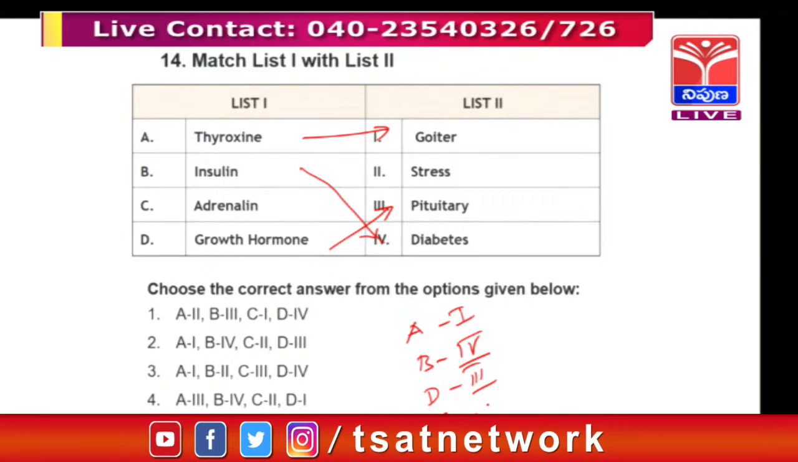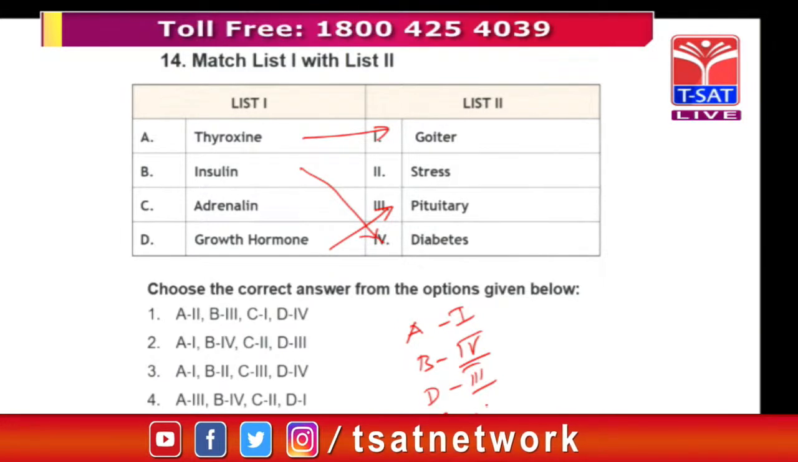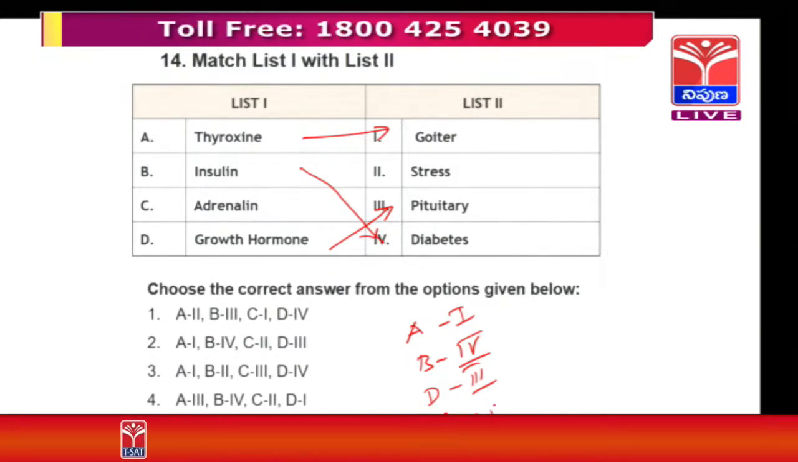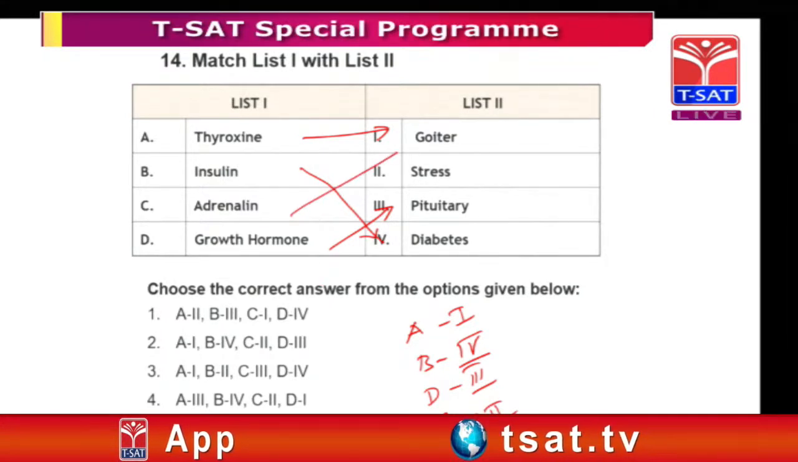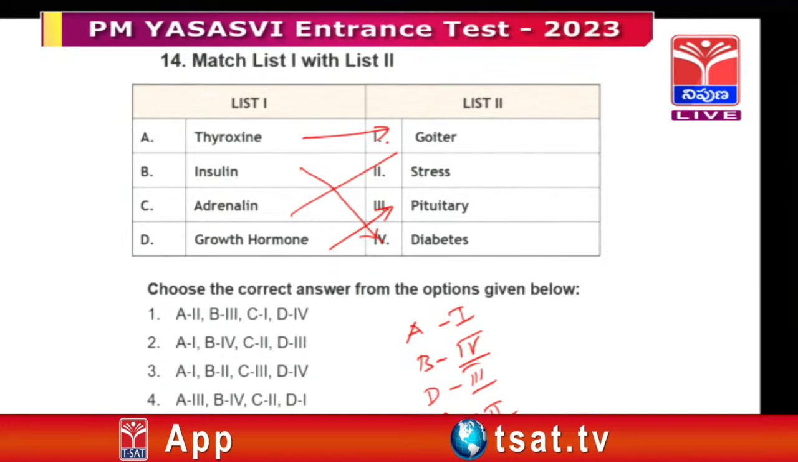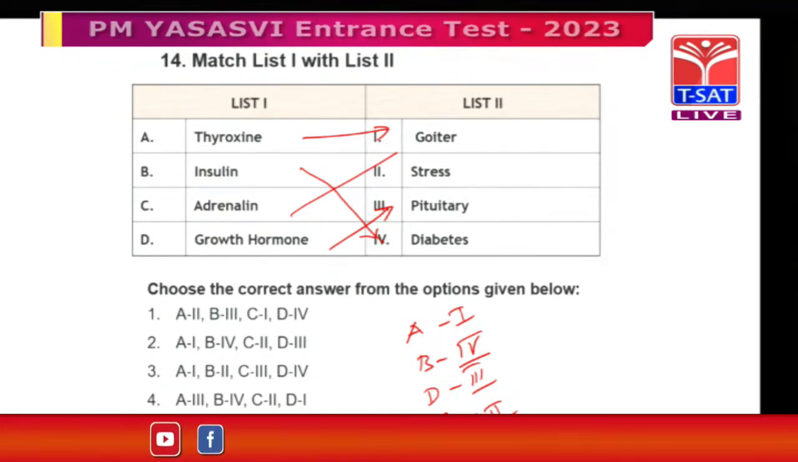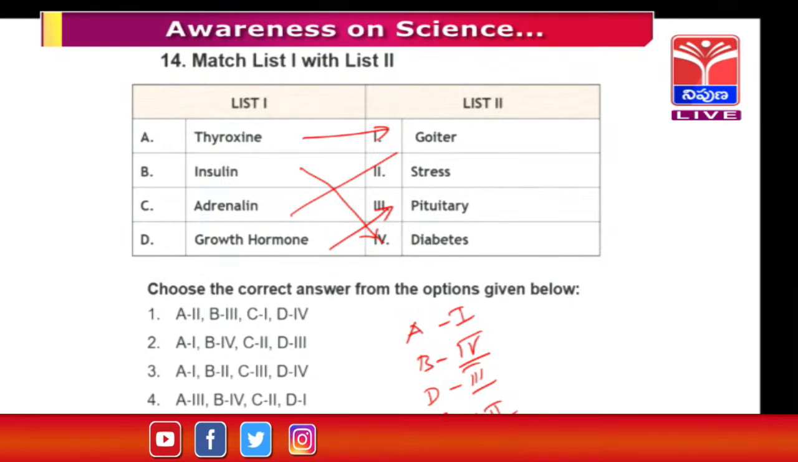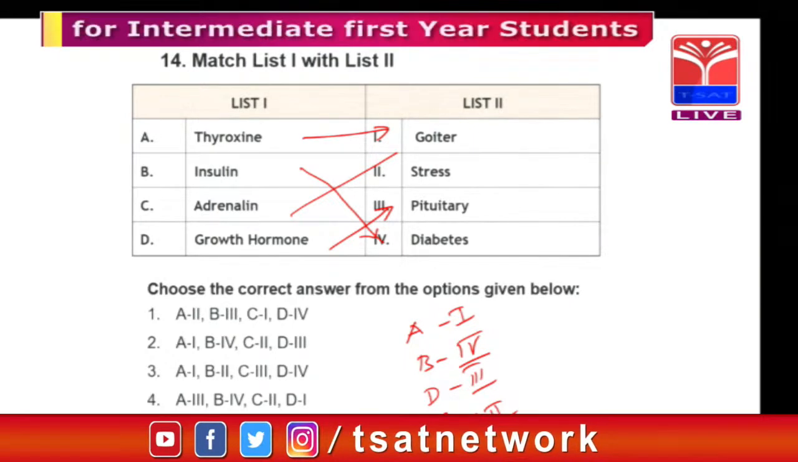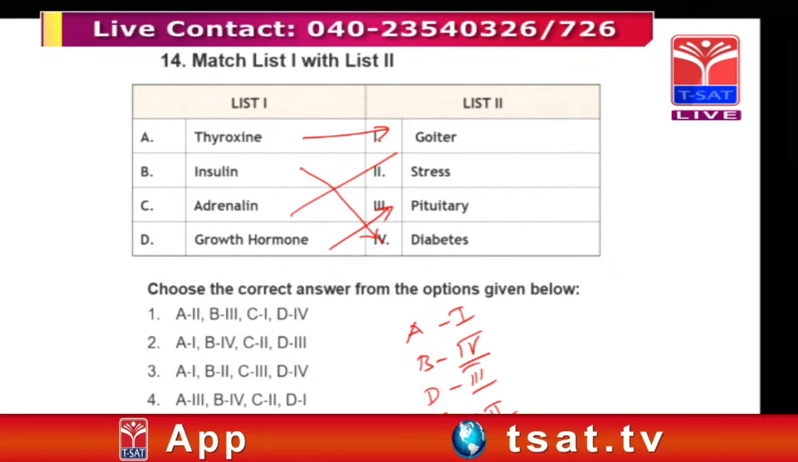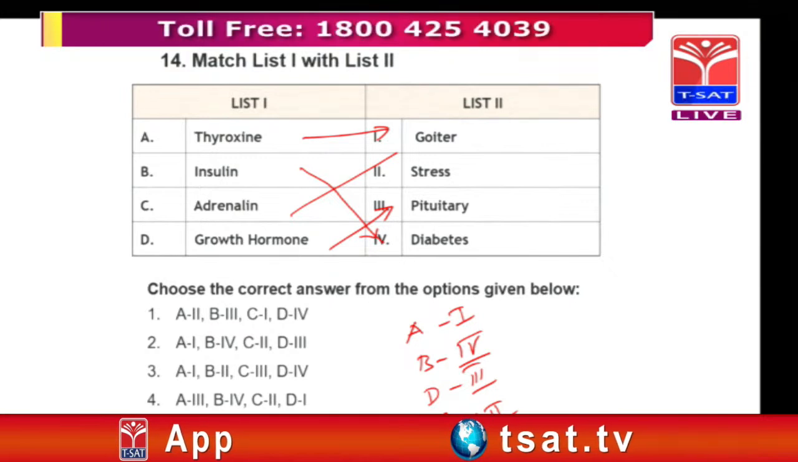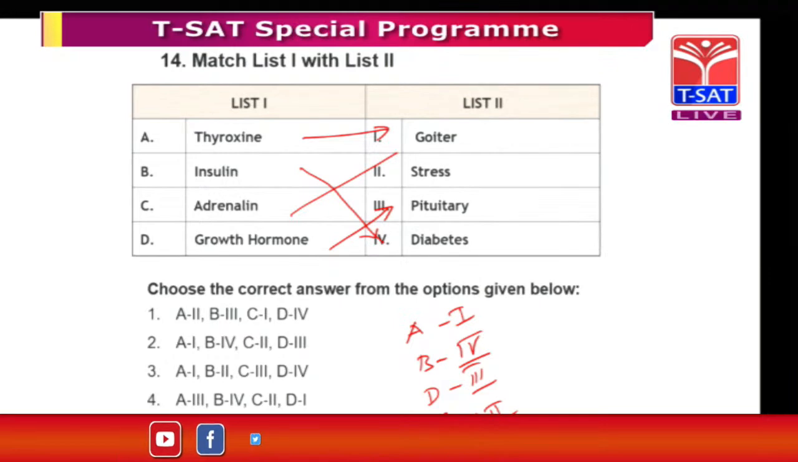When you are under stress, the percentage of adrenaline is more. The adrenal gland is located on the surface of both the kidneys. When a person is under stress, the concentration of adrenaline in the blood is more. That's why adrenaline is also called the fight and flight hormone. So, in that way you can match, sir.